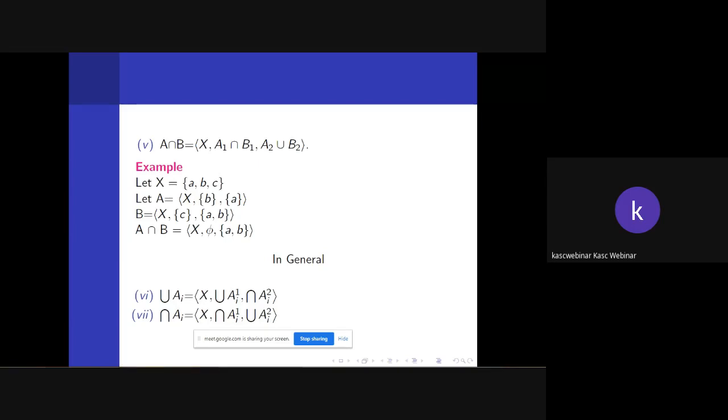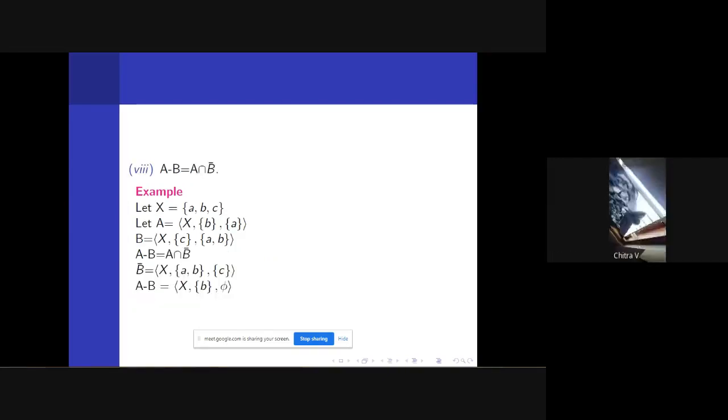So I have given in general union. If you consider more sets, for the members you should take union, and intersection should be taken for the non-members. So A difference B, that is A intersection B complement. I'm showing that with an example, A, B, and C. Even this property has been satisfied by the classical set.